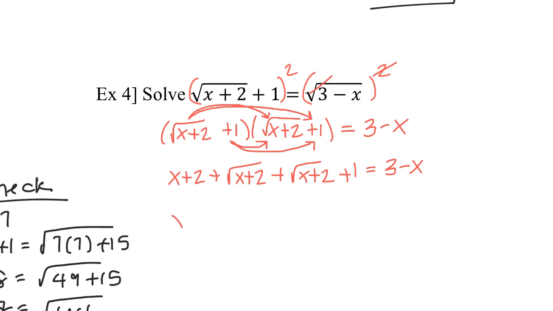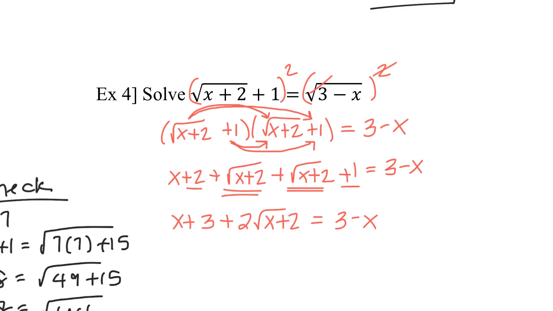So you're going to have x, 2, and 1 are like terms, so that makes a 3. x, square root of x plus 2, and square root of x plus 2 are like terms, so you're going to have 2 square root of x plus 2 equals 3 minus x. Now, we weren't able to completely get rid of my radical because I still have a square root right here.